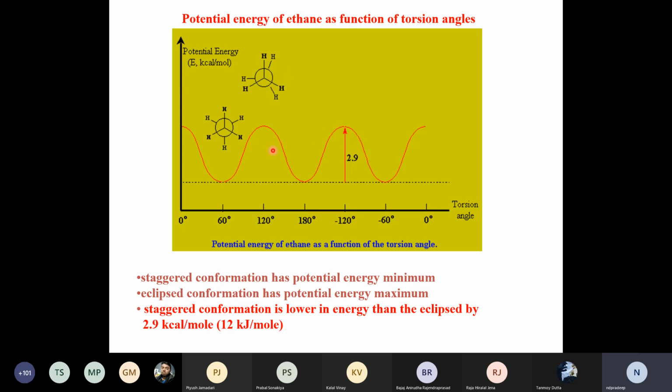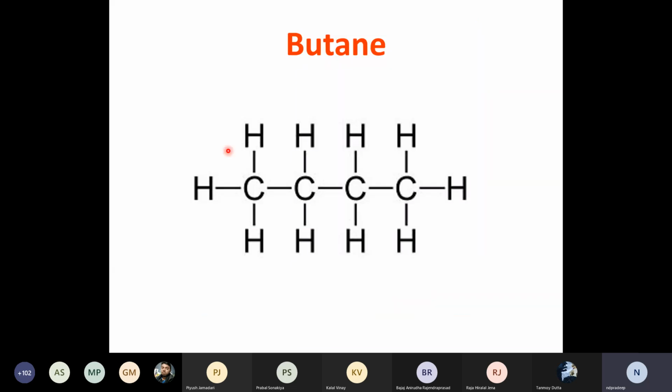That's okay. So what is the least energy conformer here? For ethane, it is the staggered form. Up to this we are fine. This is what we have done in the previous class. So shall we move to today's class? Today's class we will talk about butane.